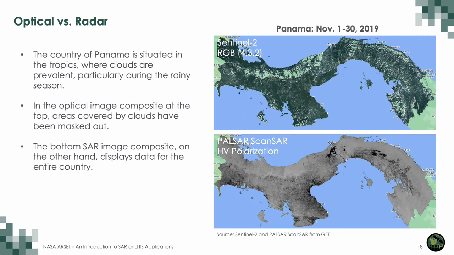This slide shows a comparison between an optical composite and a radar composite of Panama. The image on top is a Sentinel-2 RGB optical composite, while the image on the bottom is a PALSAR ScanSAR radar composite from the Japanese space agency JAXA, ALOS-2 satellite. Both composites cover the same time frame from November 1st through the 30th, 2019. Cloud cover is common in Panama, resulting in gaps in the optical data even over an entire month. However, this is not an issue for radar sensors.